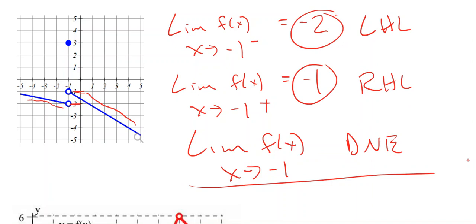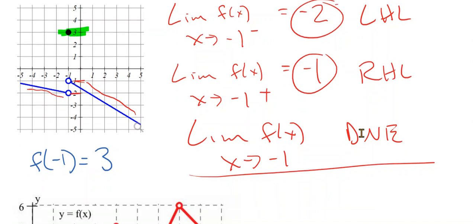Well, what about the function value? Well, the function value is way up here. So the function value, f of -1, is equal to 3. So the function value is 3. The left-hand limit is -2. The right-hand limit is -1. The limit doesn't exist at all.